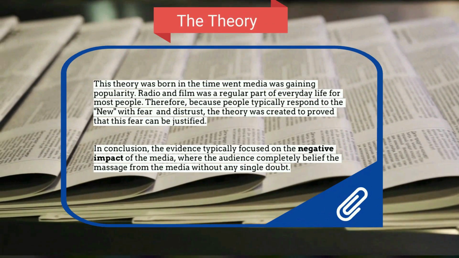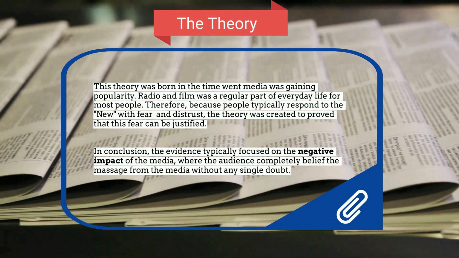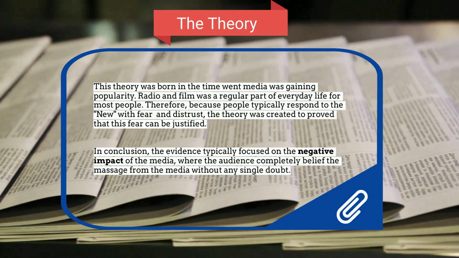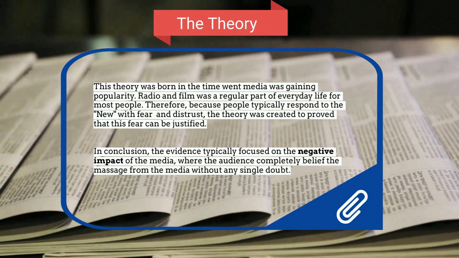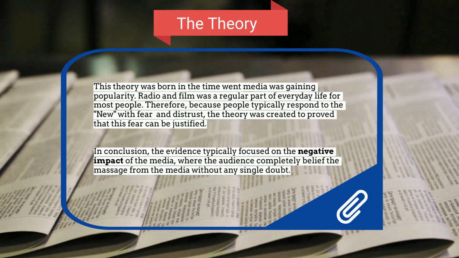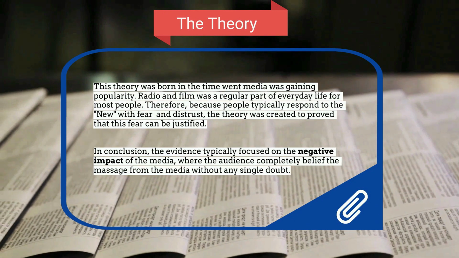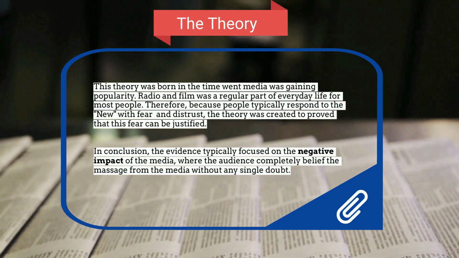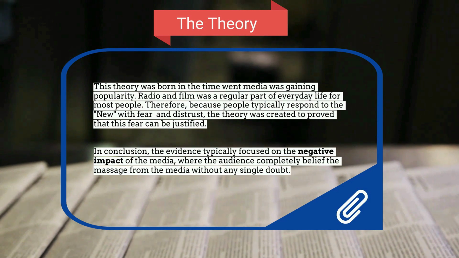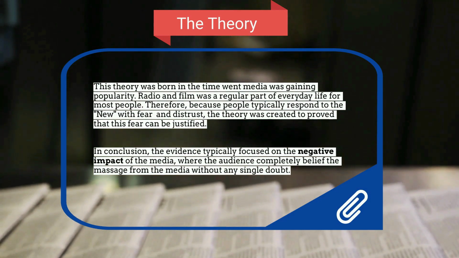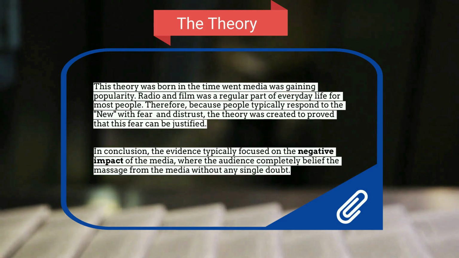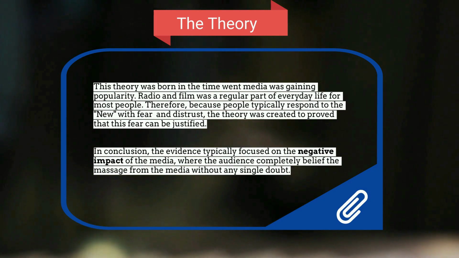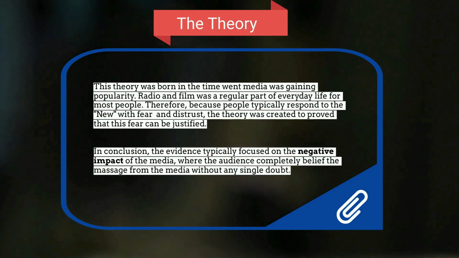For the next part, the theory itself. What is of concern in this theory is the audience's relationship with the media. This theory places a lot of power with the media, indirectly influencing the audience. This theory was born in an age when media increasingly played a large part in everyday life for most people. Therefore, some people usually react to new things with a sense of fear and distrust of the phenomenon or information. The theory was created to prove and convince the audience that this fear is justified and that this new change is something positive and acceptable to the audience. In conclusion, this media-related evidence usually focuses on the negative effects of media only, where the audience really believes the message from the media without any doubt.